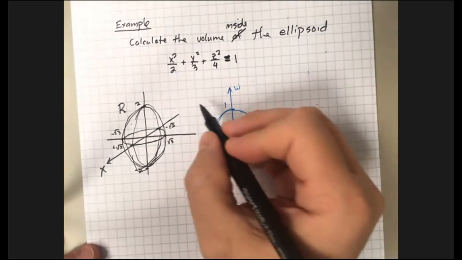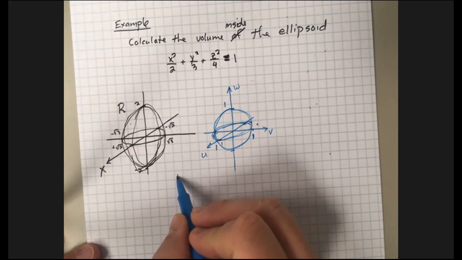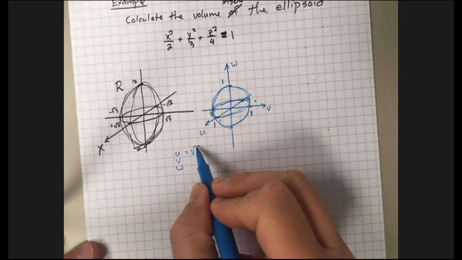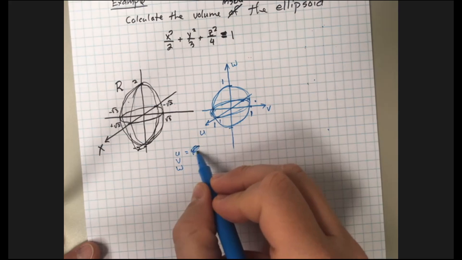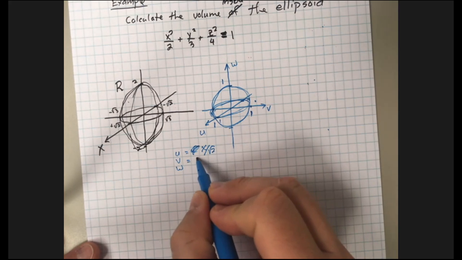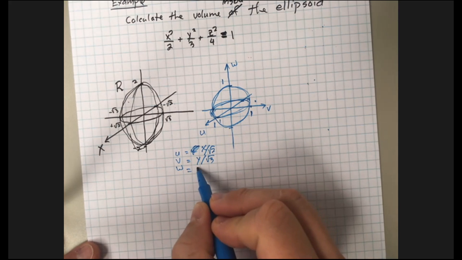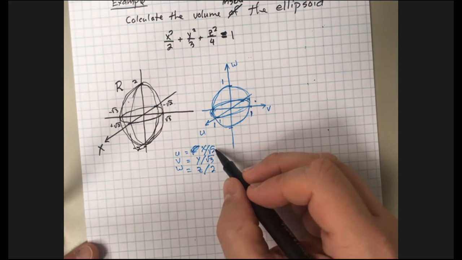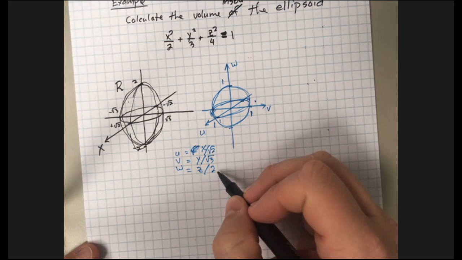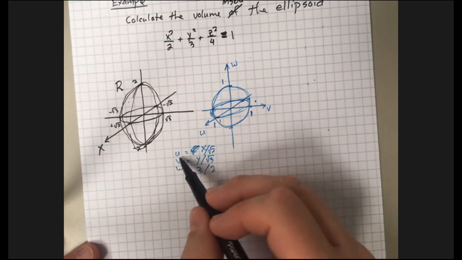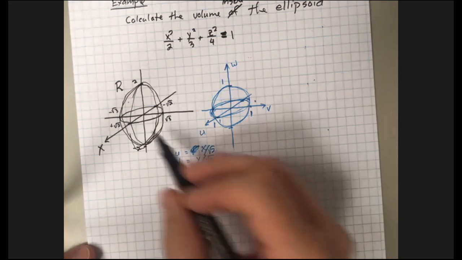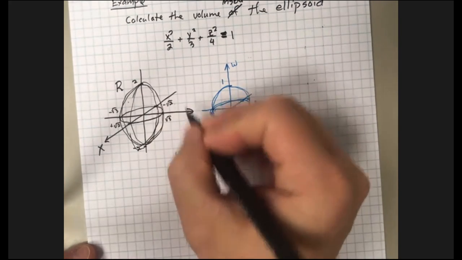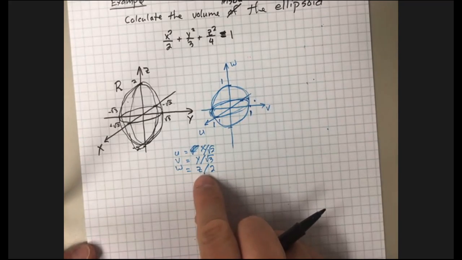So I'm going to take a transformation, u, v, w. Let u be x divided by the square root of 2. Let's let v be y divided by the square root of 3. Let's let w be z divided by the square root of 4, which is z divided by 2. Look at that transformation. This is just a scaling in each coordinate. But what does it do? It changes the plus minus 2 on the x-axis to plus minus 1 on the u-axis. It changes the plus minus 3 on the y-axis to plus minus 1 on the v-axis. It changes the plus minus 2 on the z-axis to just a simple plus minus 1 on the w-axis.